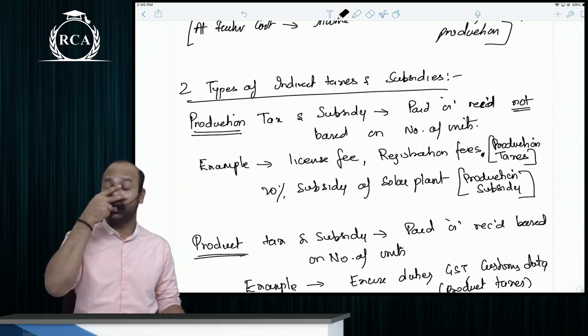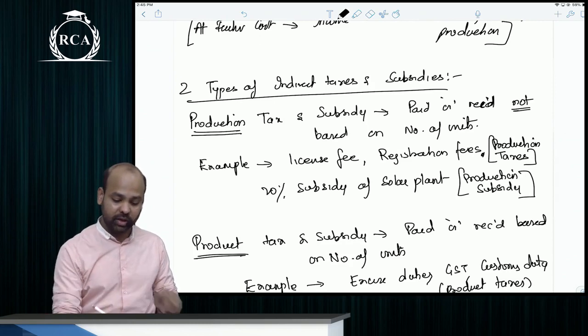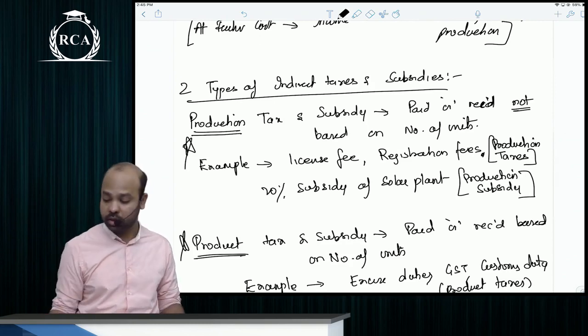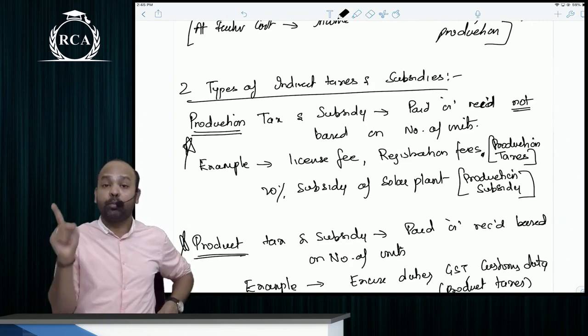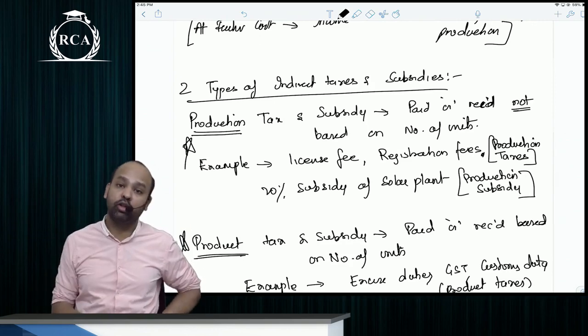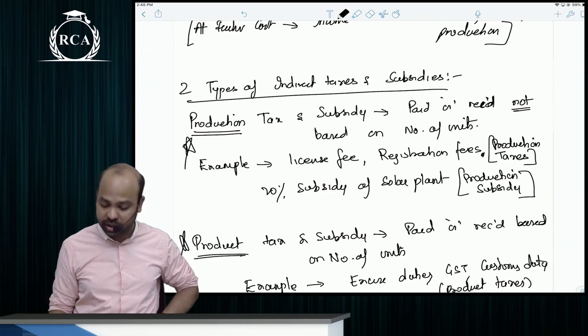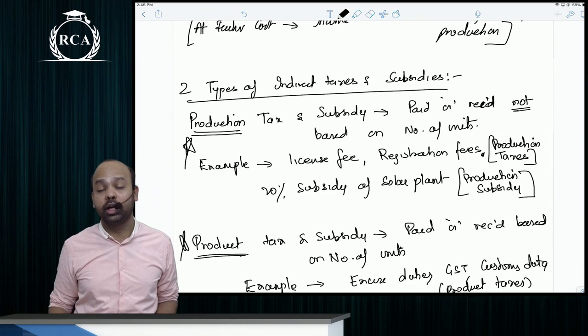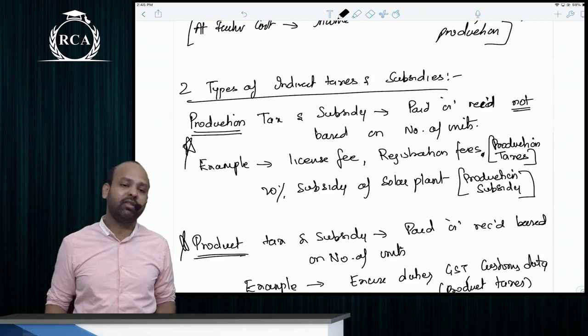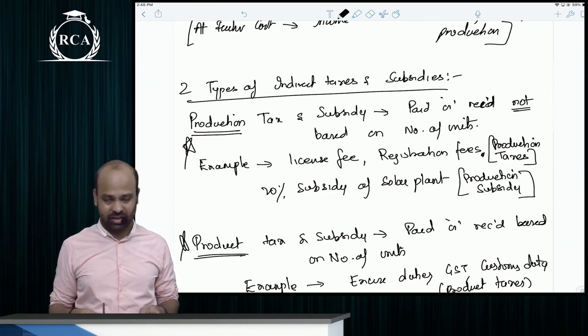There are two types of indirect taxes and subsidies beta. This has been asked in the RTP guys or in an examination. One is production tax and subsidy, the other one is product tax and subsidy. Production tax and subsidy does not depend on the quantity of goods and services that you have manufactured during a year guys. Product tax and subsidy beta depends on quantity of goods and services.